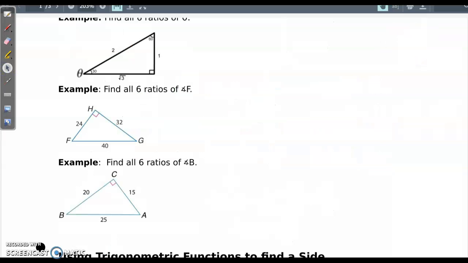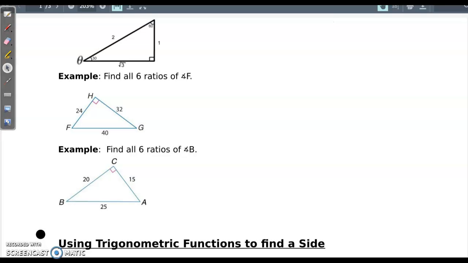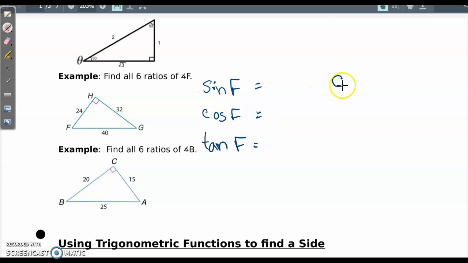Just do one more of these 2 examples. Let's do this second example here. Find all 6 trig ratios. I want you to try to pause the video and find sine of theta, the cosine of theta. In this case, it's going to be f. So I can erase sine, I can erase thetas. So I'm going to do sine of f, cosine of f, tan of f. I'm going to do reciprocal functions as well.